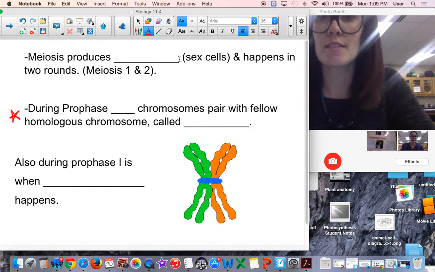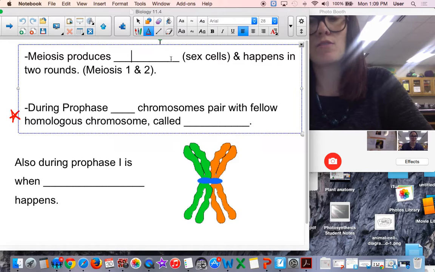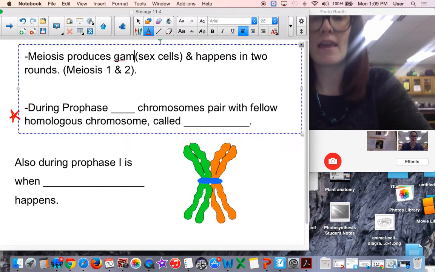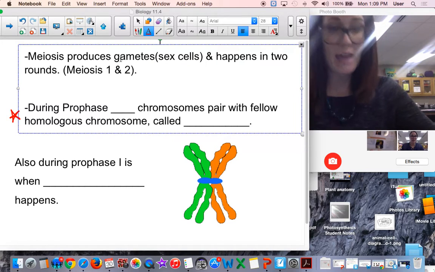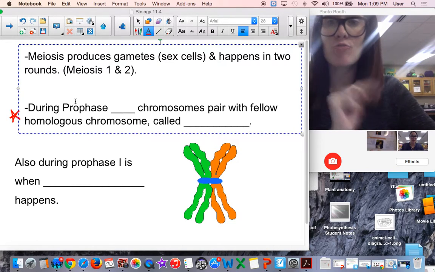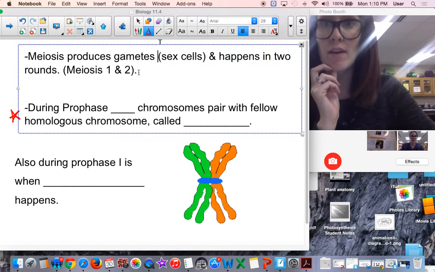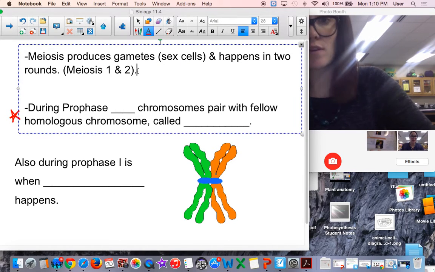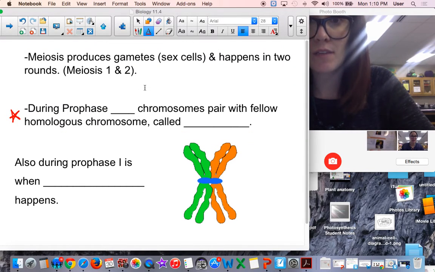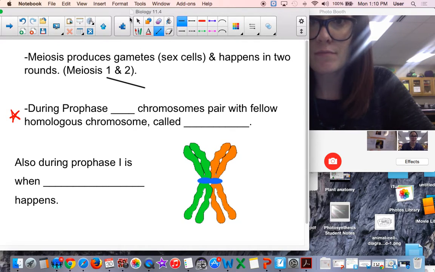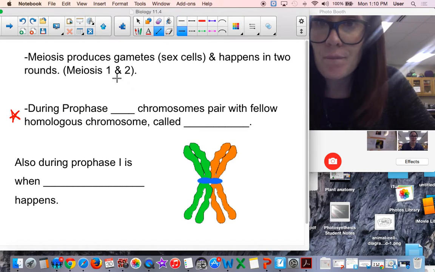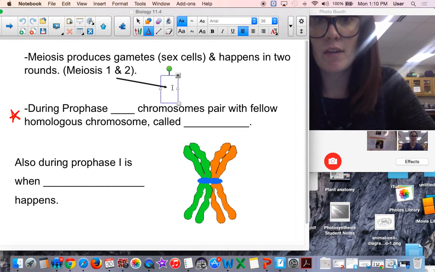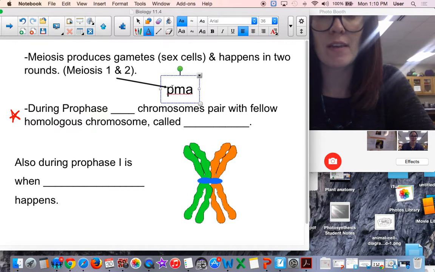Meiosis produces the sex cells, also known as the gametes. Okay, so these are your sperm and your egg, and it happens in 2 rounds. Okay, meiosis 1 and meiosis 2, and right after meiosis 1 or 2, put an arrow or something. Let's make an arrow. Okay, right, POMAT. Okay, when I say meiosis 1 and 2, that means prophase, metaphase, anaphase, telophase.